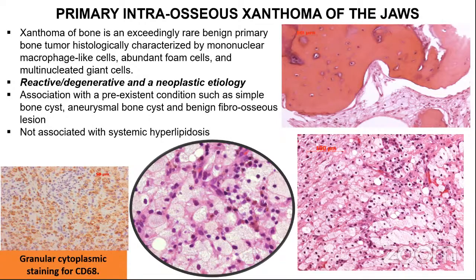Now, it can be infiltrative and it is capable of considerable destruction of the jaw bones. It can even cause bone expansion. Recurrence has not been reported, neither has spontaneous resolution been observed. And because of its infiltrative nature, it is thought to be a neoplastic type of lesion. So here also, we can see the accumulation of foam cells within the central areas of bone.